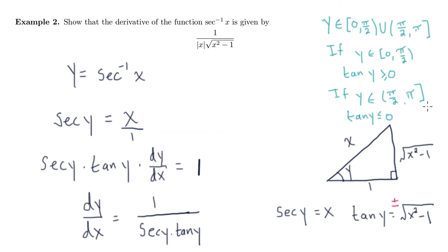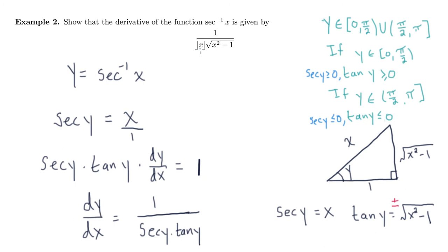But now we also need to think about secant. If y is between 0 and pi over 2, secant y is greater than or equal to 0. But if y is between pi over 2 and pi, secant y is less than or equal to 0. So this is just a huge review in trigonometry. I don't want to go too much into detail, but I just want to give you a thorough explanation of why this absolute value is coming up. It's coming from the domain restriction, essentially.